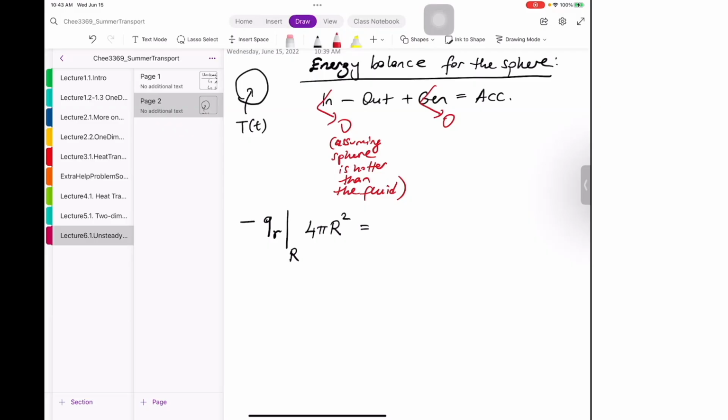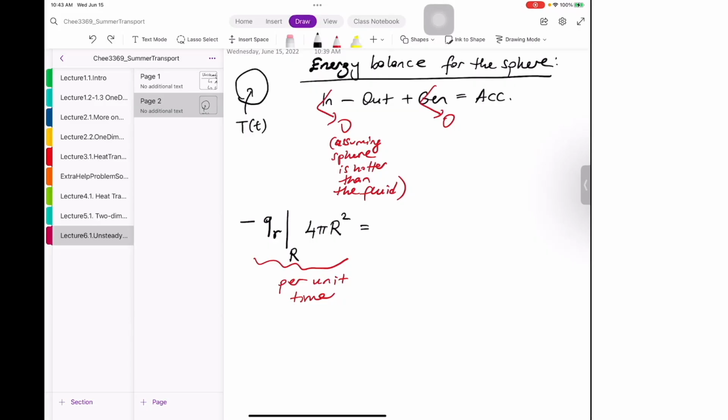Now, when I write down the accumulation, I should answer the following question. Is this the accumulation per unit time or just the total accumulation? It's the accumulation per unit time, because on the left-hand side, this is per unit time, right? Because the flux was per unit time per unit area. You multiply by area, that's per unit time. So I need to write down the accumulation also per unit time. Okay? And the question is, what is the rate of change of the energy in the sphere?